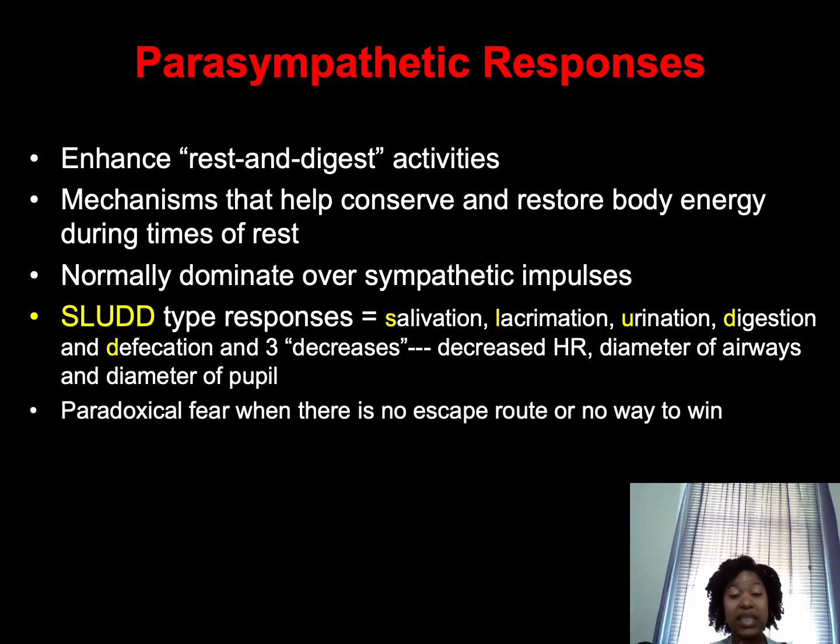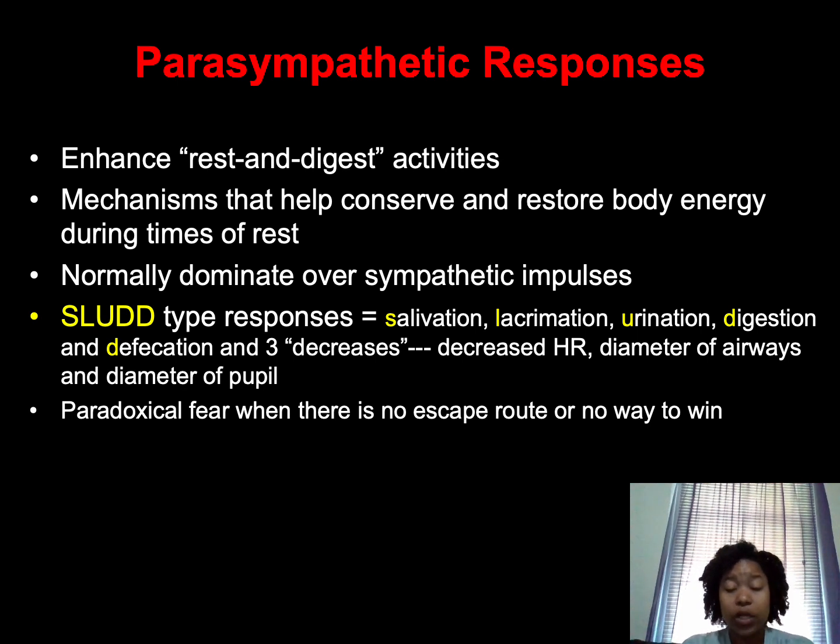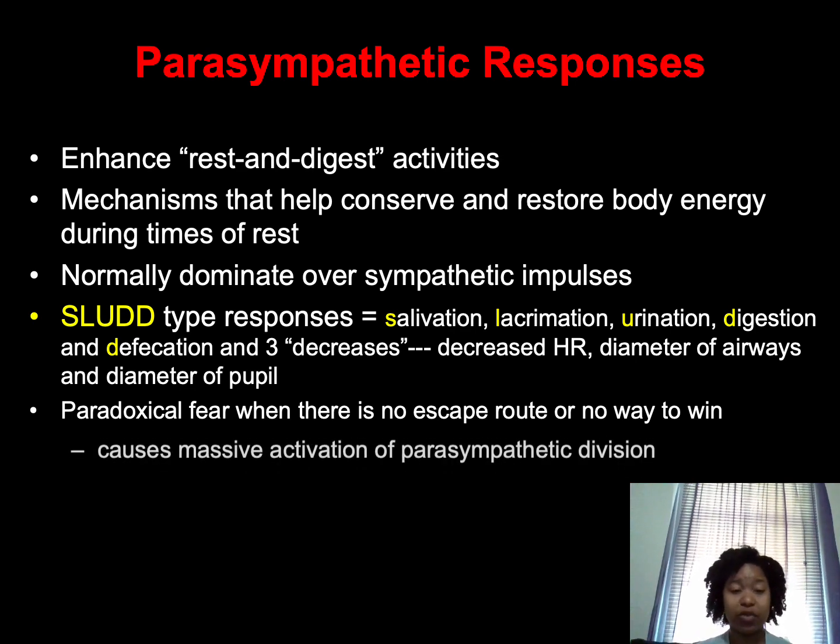So what can stimulate this kind of response is paradoxical fear, when there is no escape route or no way to win. So your fight or flight kicks in when you think you have a chance to get out of there, right? But your parasympathetic response can kick in when there is no hope left. So when people get really, really scared, or even dogs sometimes, when they're backed into a corner and don't know where to go, they'll pee on themselves, right? Or people will do that as well. That's that parasympathetic response coming in because your body's just kind of letting it all go. That's that no escape, no hope left kind of fear.